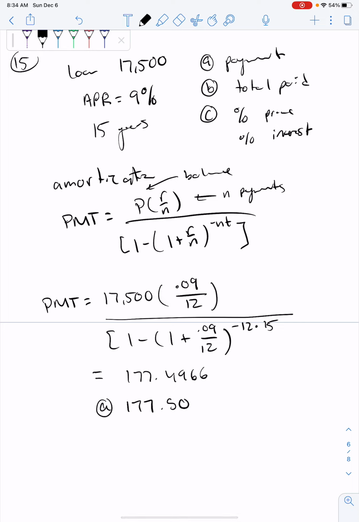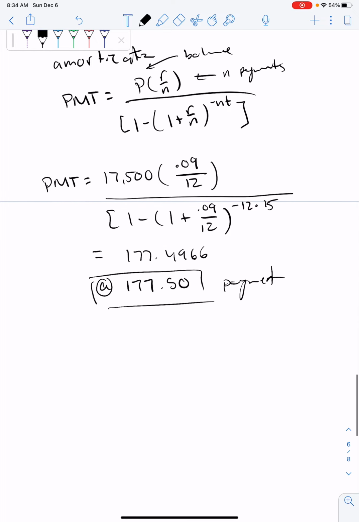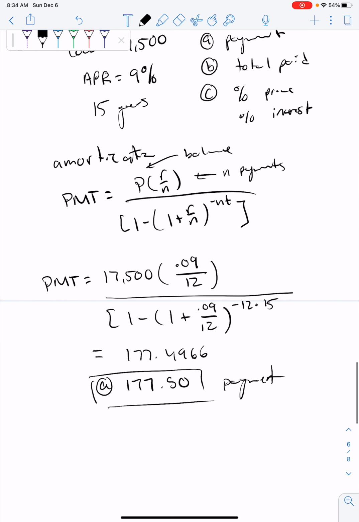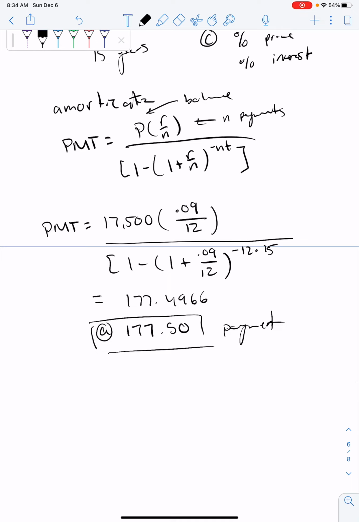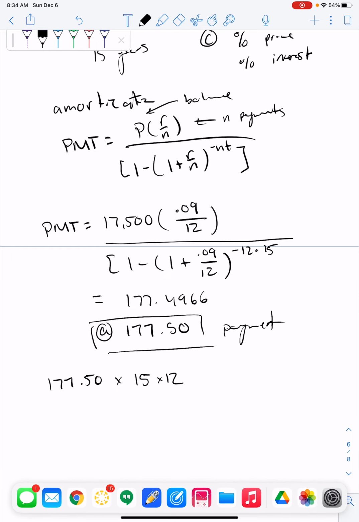So that's my answer for part A. That's my payment, my PMT. That's my payment every month to pay off that money that I borrowed. Now, part B wants me to find the total amount that I paid. So I take my payment and I times it by the number of payments that I made. Well, I made a payment for 15 years every month. So I'm going to do my payment amount times 15 times 12.